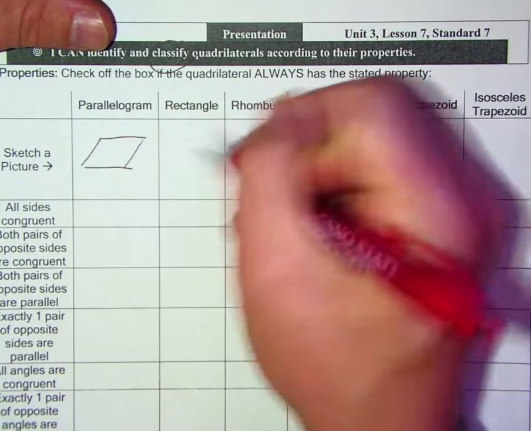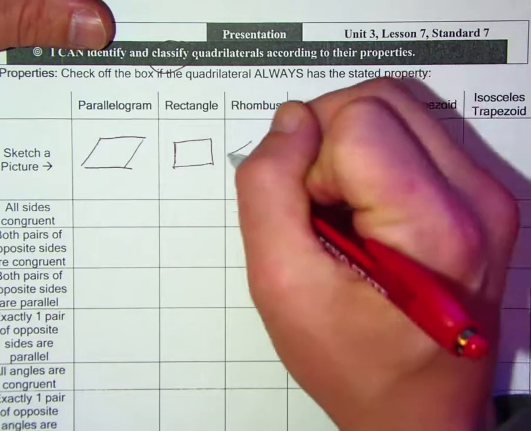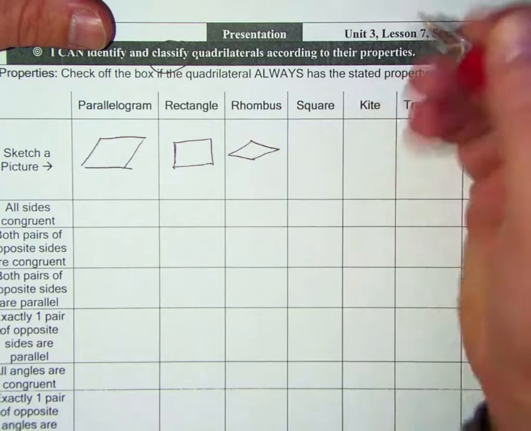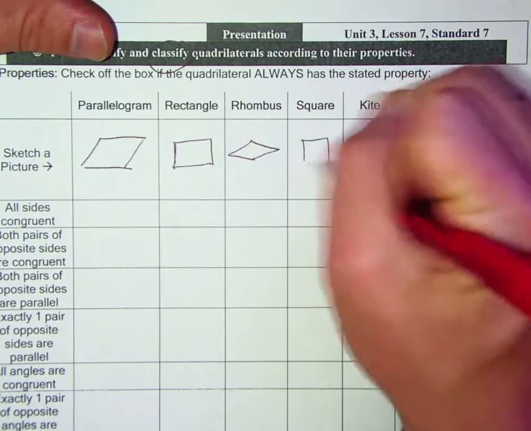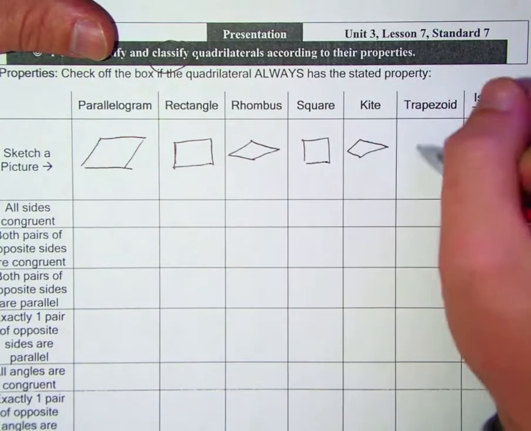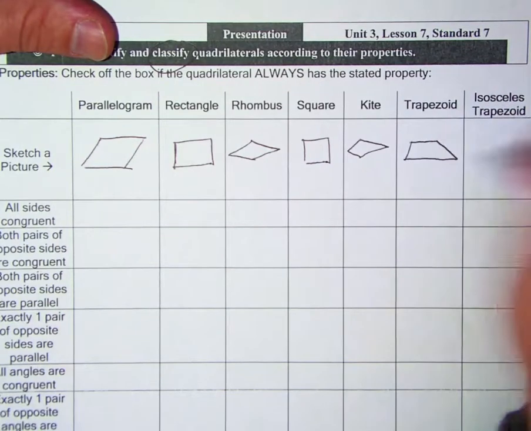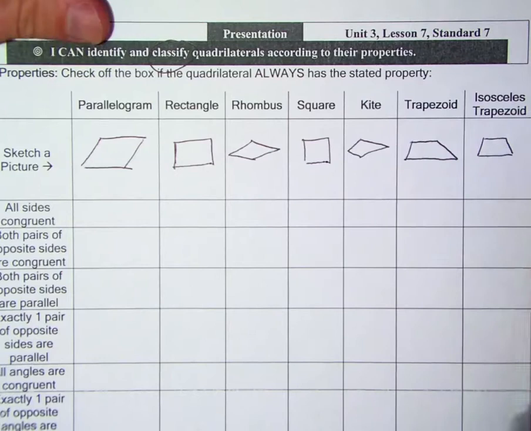Here's my parallelogram, my rectangle, my rhombus, my square, my kite, my trapezoid, my isosceles trapezoid.